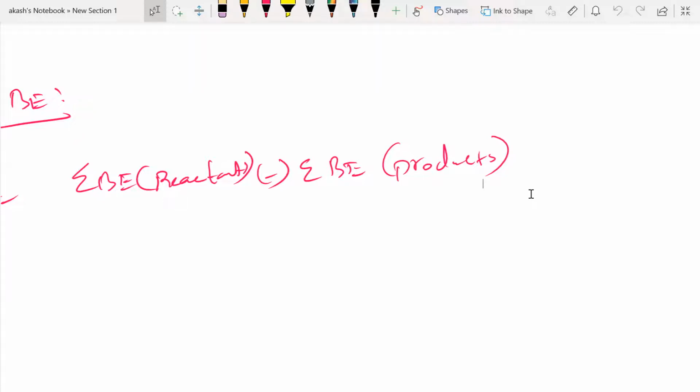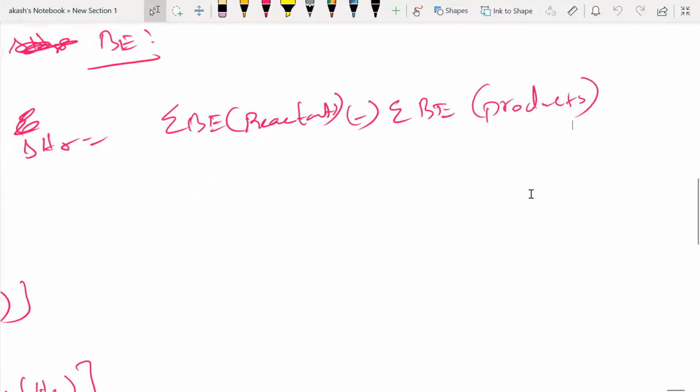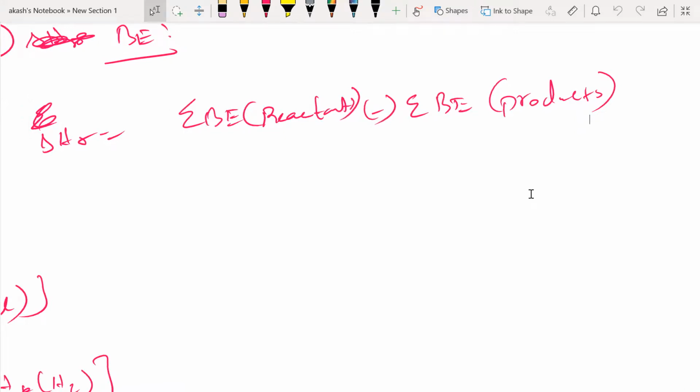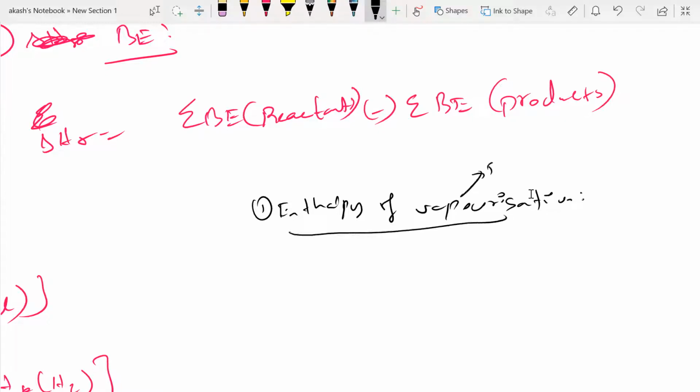Okay. Before we move on, I just wanted to tell you something about these physical processes. The first one is enthalpy of vaporization. These are not chemical processes. Vaporization is nothing but boiling. The definition is going to be very simple. I will represent this as enthalpy of vaporization, delta H VAP.